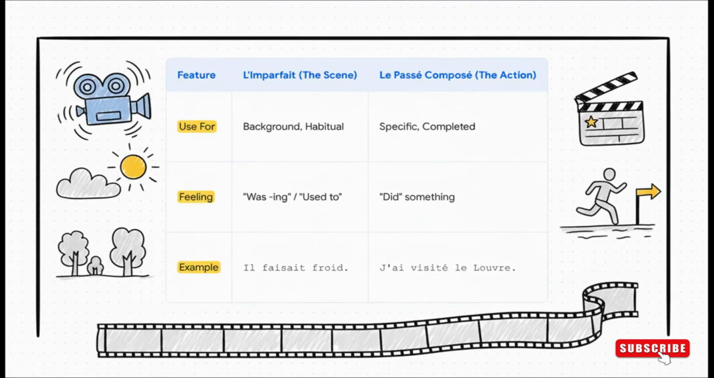Okay, so here's the bottom line. This is your cheat sheet. Use the imparfait for the scene. That means background habits, anything that feels like was doing or used to be. Think of it like il faisait froid. It was cold. It's all about setting the mood. Then you bring in the Passé Composé for the action. These are your specific completed events, the I did something moments, like j'ai visité le Louvre, I visited the Louvre. Done. Finished. One paints the backdrop, the other makes things happen on it.